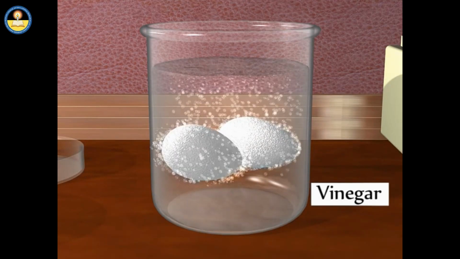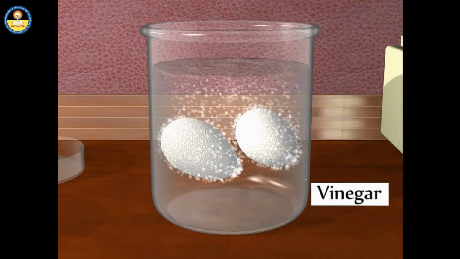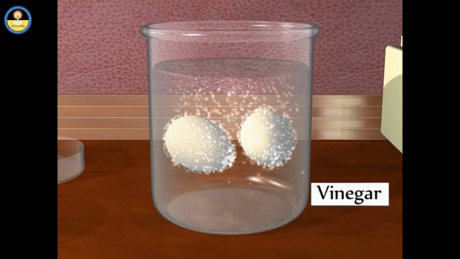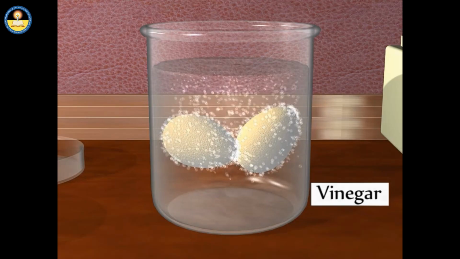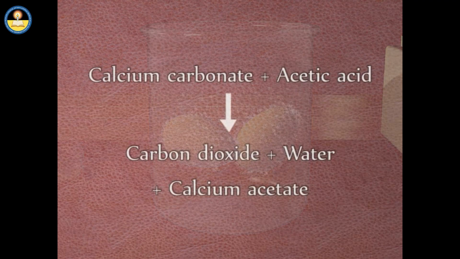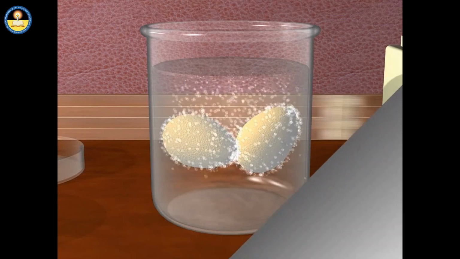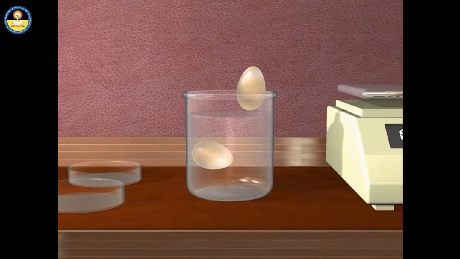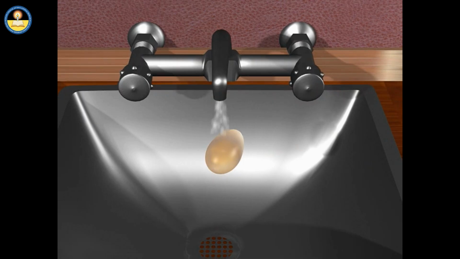During this process, it releases the gas carbon dioxide in the form of bubbles. Actually, calcium carbonate reacts with acetic acid and breaks down into carbon dioxide, water, and calcium acetate. After the shell has been dissolved, only the membrane remains around the egg. Remove the eggs from vinegar and rinse them gently under the tap water.